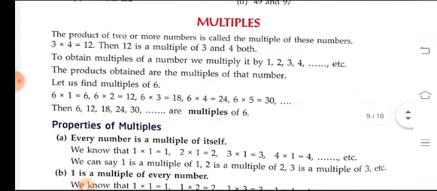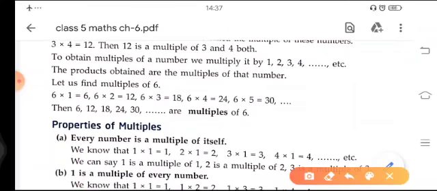Now the next topic is multiples. Multiples means the product of two or more numbers is called a multiple of these numbers. If we multiply any two or more numbers, then the result is known as a multiple of those numbers. If we multiply 3 and 4, we get 12. It means that 12 is a multiple of both 3 and 4.